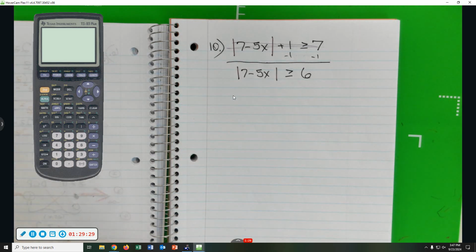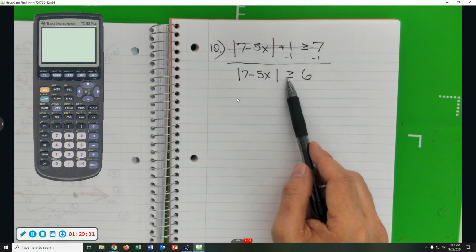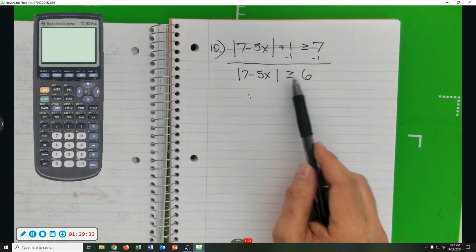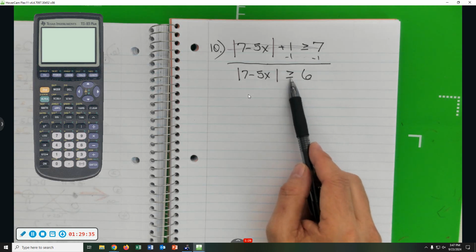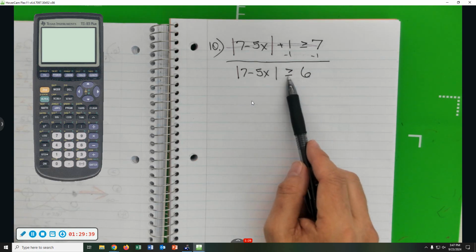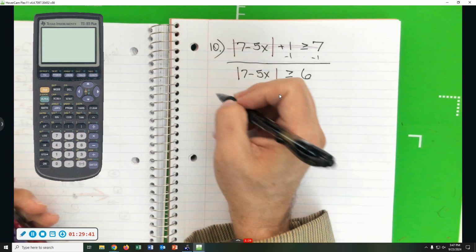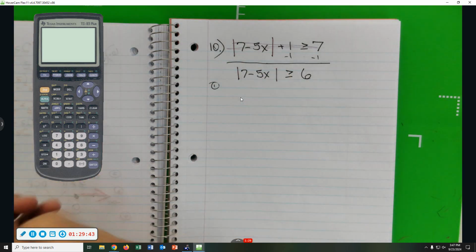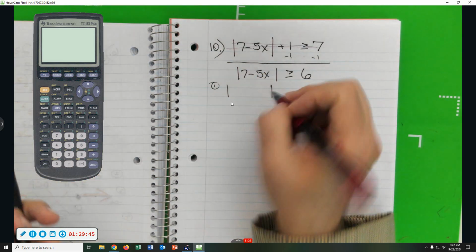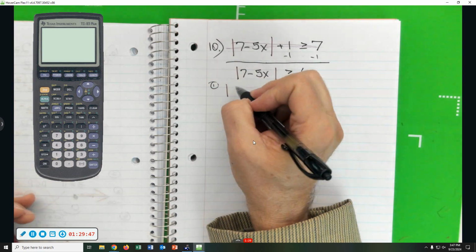Use the cut point method, because that's the only way we're going to solve inequalities this semester. If there's a less than or greater than, less than or equal to, or greater than or equal to, we're going to be using the cut point method. So the first step, you set the absolute value equal to 6.